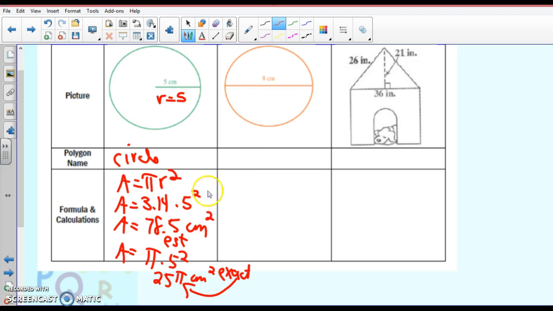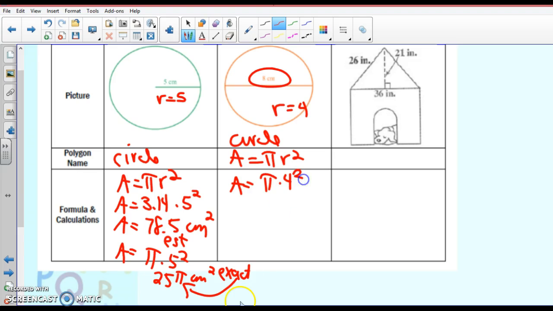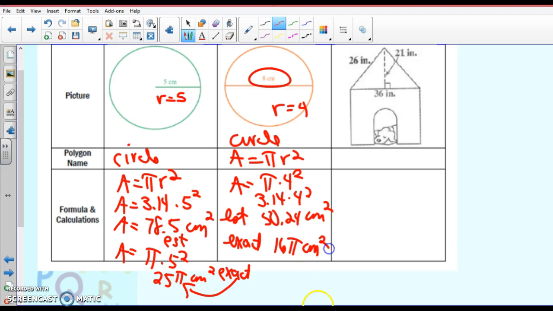All right, area of this. Area again, it's a circle. So area, pi r squared. But here, the radius is going to be 4. You got to figure that out because it gave you the diameter. So area is pi times 4 squared. If I'm doing this as an estimate, 3.14 times 16 gives you 50.24 centimeters squared. If I ask you to give an exact, that's the estimate. Exact, 4 squared is 16, it will be 16 pi centimeters squared.